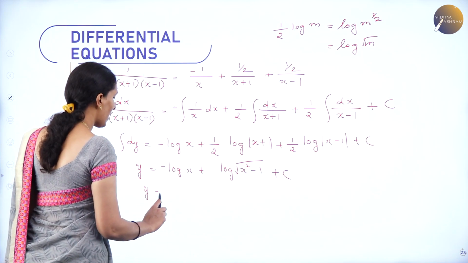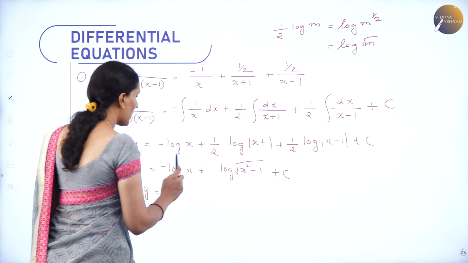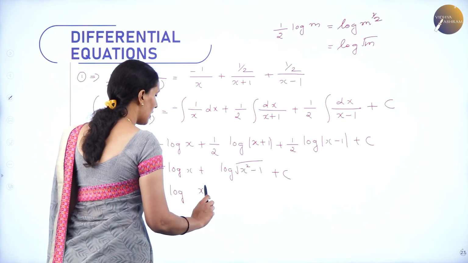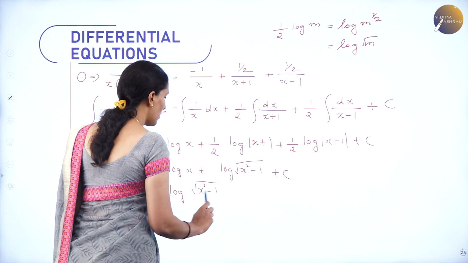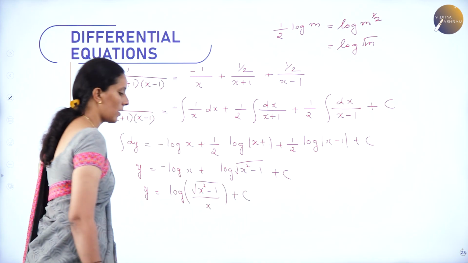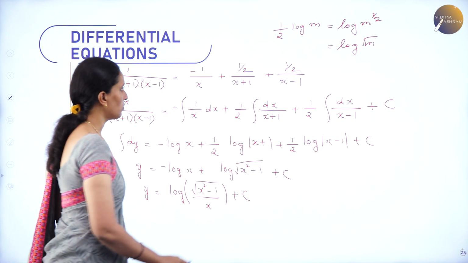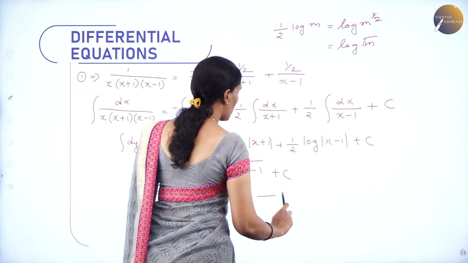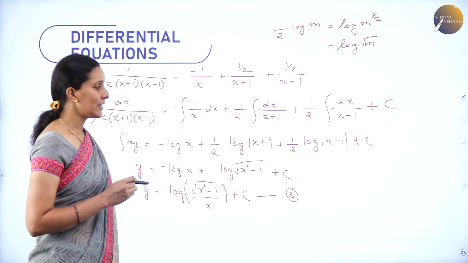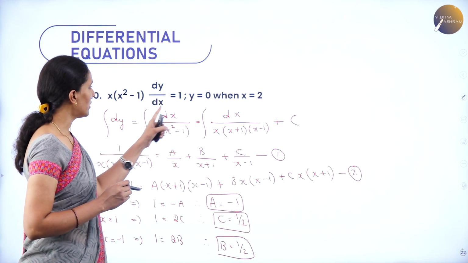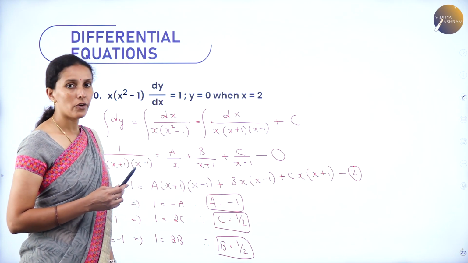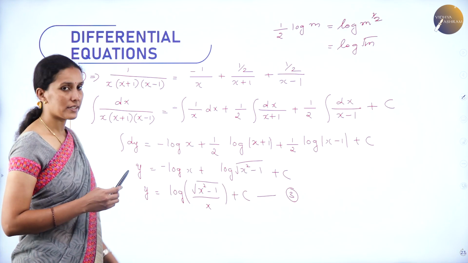Again we have y is equal to log x minus log y, which can be written as log of square root of x square minus 1 divided by x, plus c. Now this is the general solution. So let me take it as equation 3. Equation 3 represents the general solution for this equation. Now we need to find what happens when y is equal to 0 and x is equal to 2.